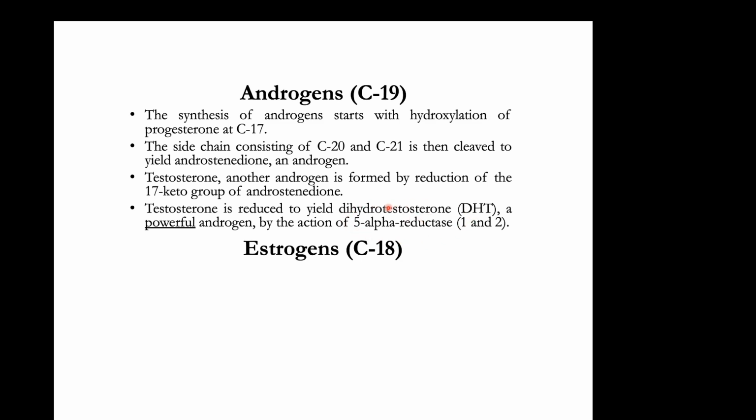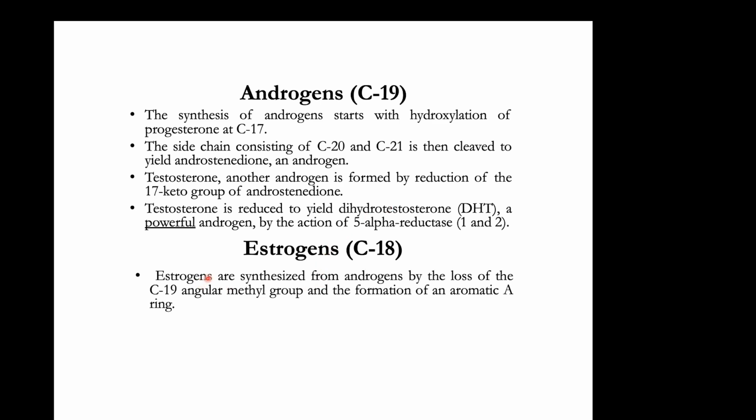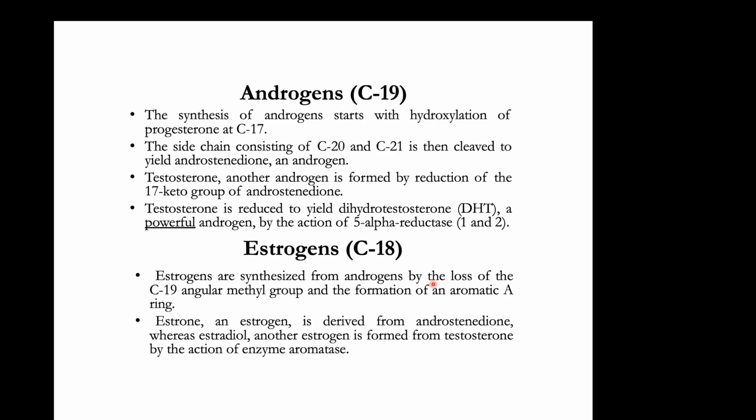Exactly in the same manner, the estrogen is synthesized by cleavage of one carbon and aromatization, that will lead to synthesis of estrogen. Estrogen is synthesized from androgens by loss of C19 angular methyl. We know that the 18 carbon as well as 19 carbon are both angular methyl groups, and there is formation of an aromatic A ring. Estrone is derived from androstenedione, whereas estradiol, another estrogen, is formed from testosterone by the action of the enzyme aromatase.